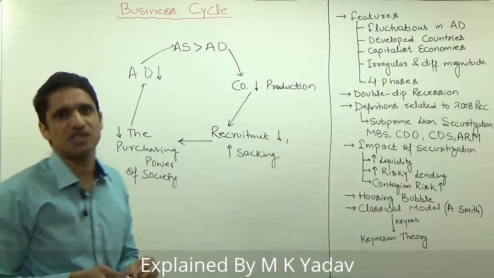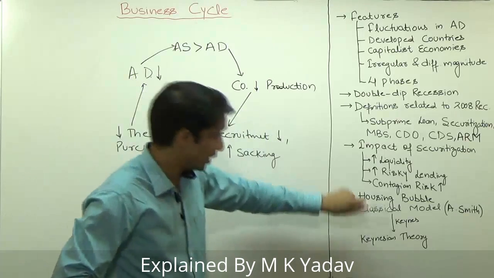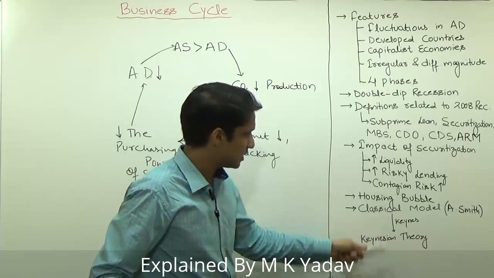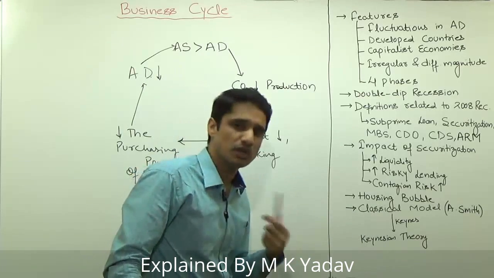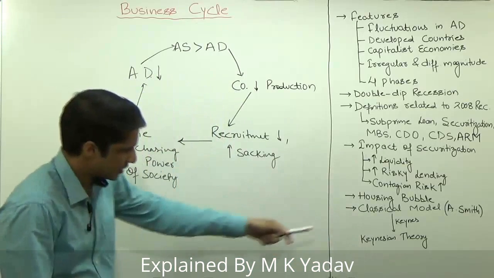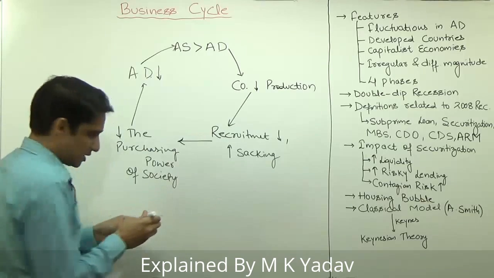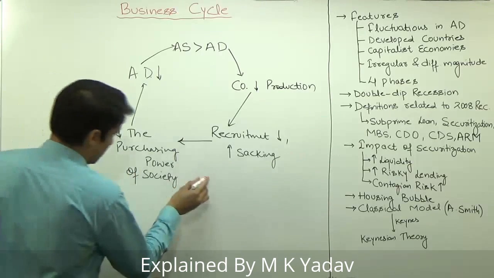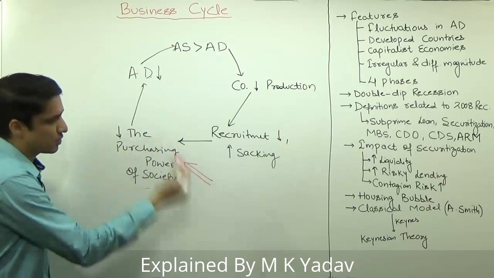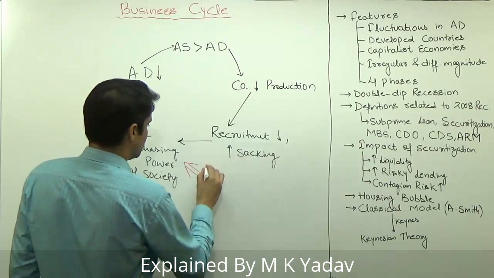Now you have to break this vicious cycle. The government should intervene. We will discuss whether there is a requirement of government involvement or not, which was there in the classical model propounded by Adam Smith, and how Keynes gave his recommendation, in the last topic. So the government will intervene at this level and increase the purchasing power of society. And how can the government increase the purchasing power? The government will give the money.